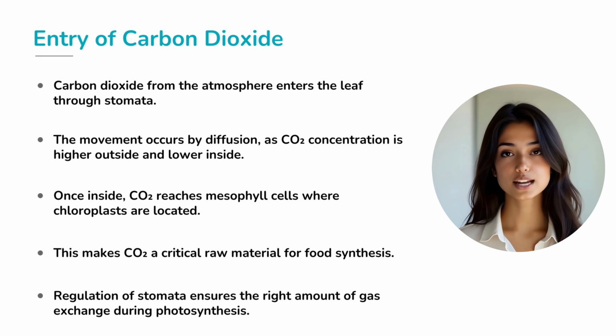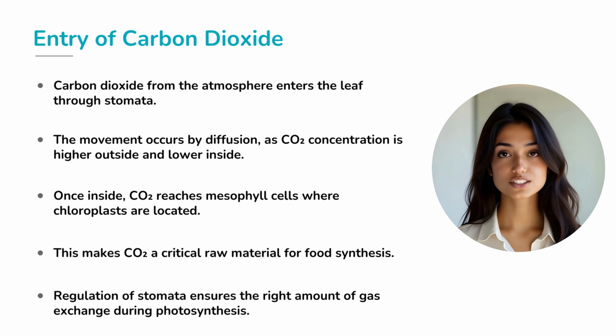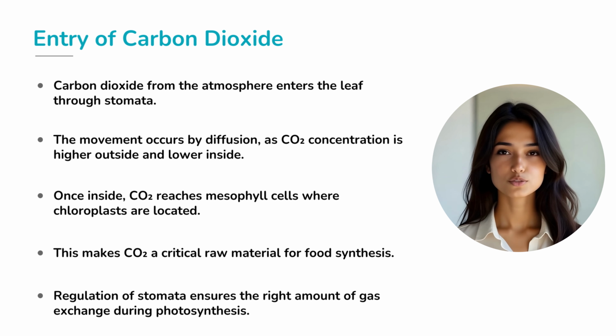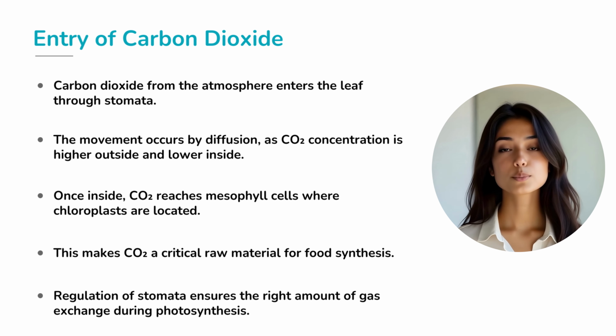Carbon dioxide from the atmosphere enters the leaf through the tiny pores called stomata. The movement happens by diffusion. Since CO2 concentration is higher outside the leaf and lower inside, the gas flows inward naturally. Once inside, the CO2 spreads through the intercellular spaces and reaches the mesophyll cells where chloroplasts are ready to use it. This makes stomata not just tiny openings but essential gateways, regulating the entry of carbon dioxide for photosynthesis. Without this gas exchange, the entire process would simply halt.